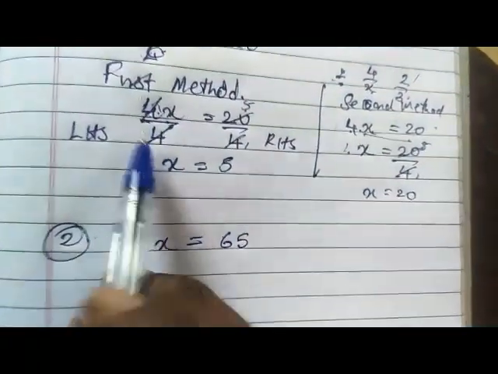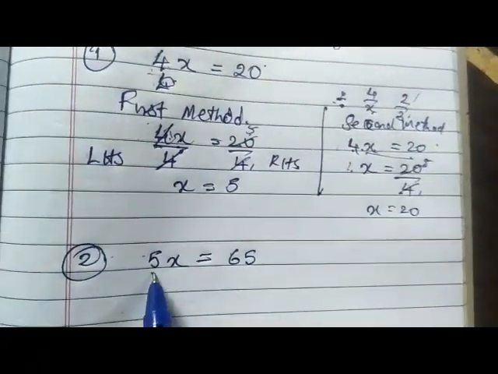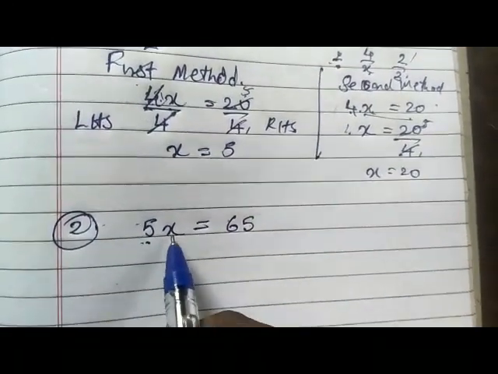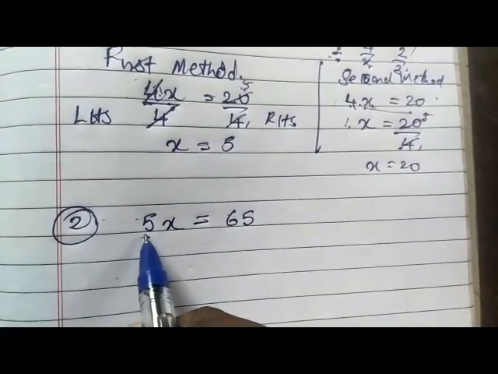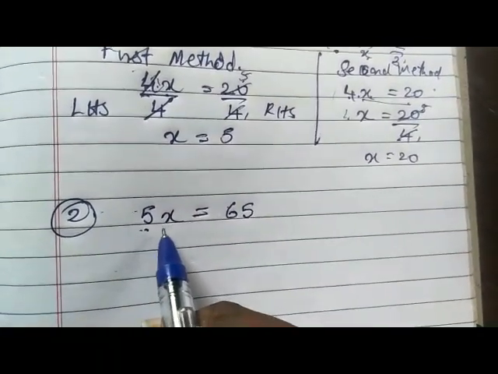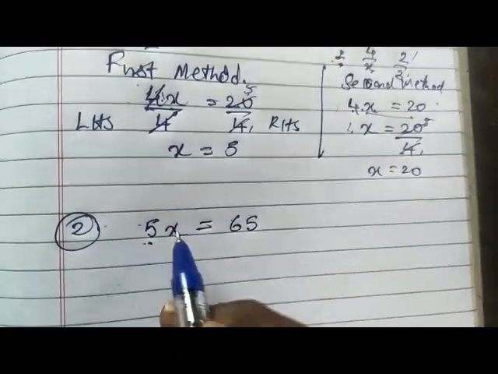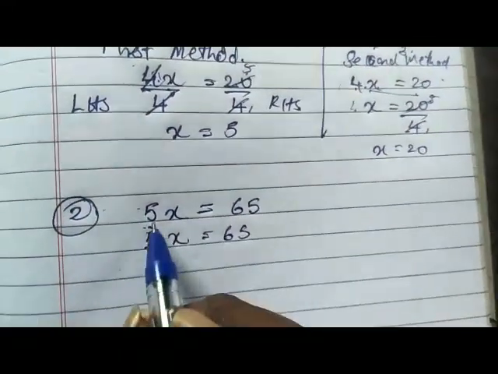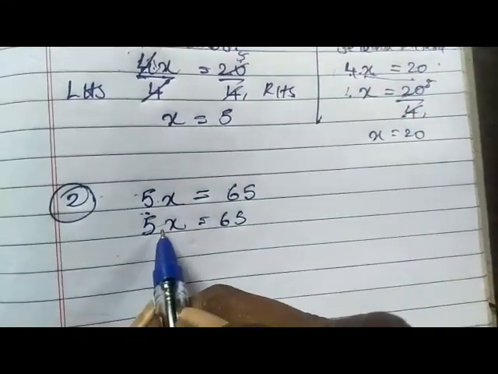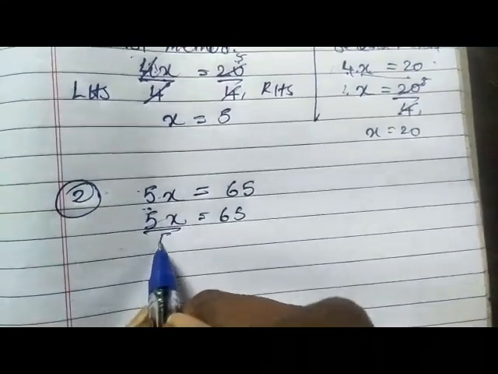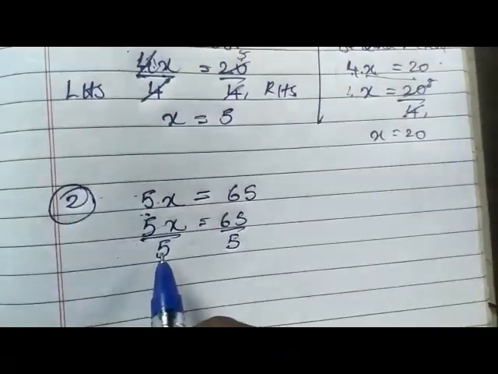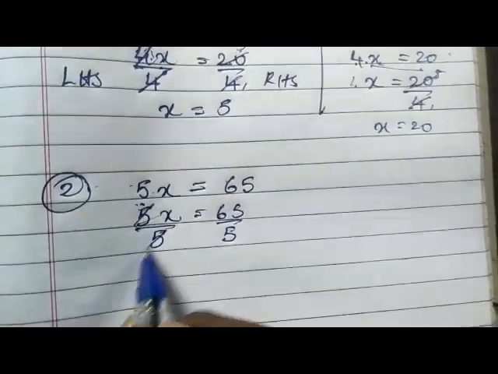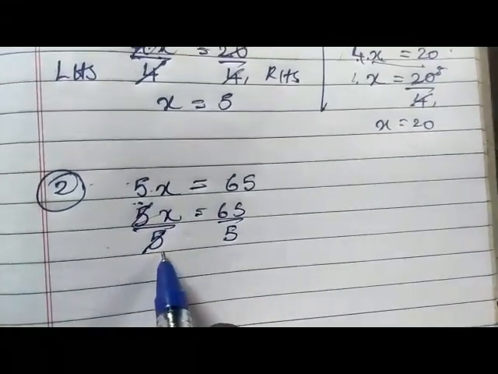According to the first method, if you want to remove this 5x, 5x means 5 multiplied by x. That means here multiplication sign is there, so we want to remove this multiplication sign. So 5x, again you write 65. Divide, because here multiply is there. We want to remove this 5, so divide 5 on both the sides. Why are we dividing only 5? Because we want to remove this 5. 5 cancels. See, it is removed when you divided, right?